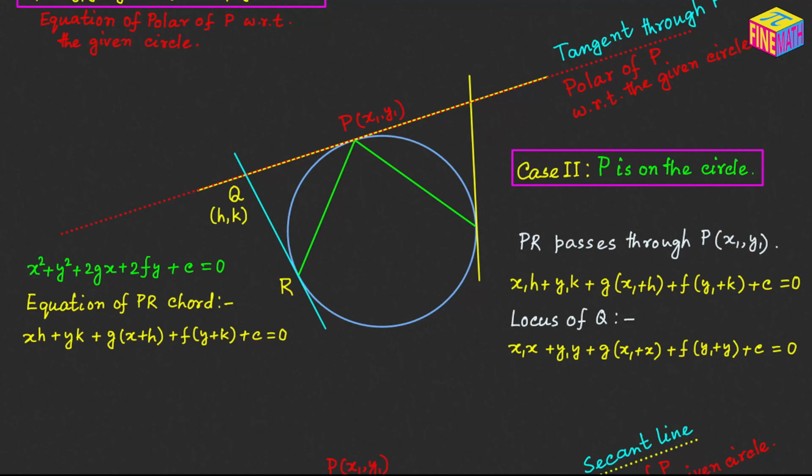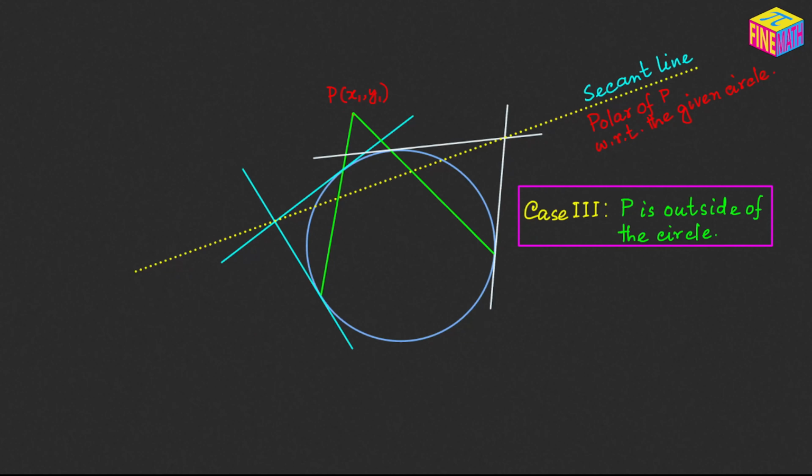So essentially this is the equation of the tangent drawn through the point P, and in fact that is the polar of the point P with respect to this particular given circle. Let's do the same thing for the third case. Let's assign a few names here, and let's assume the equation of the given circle is like this.